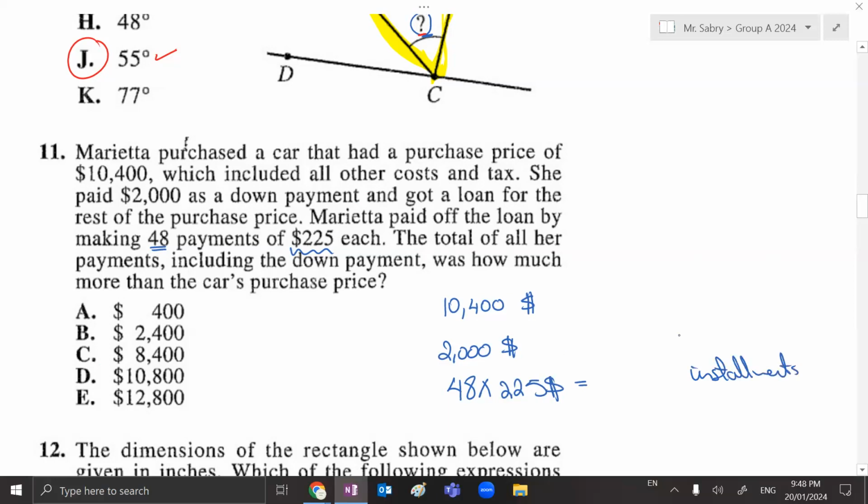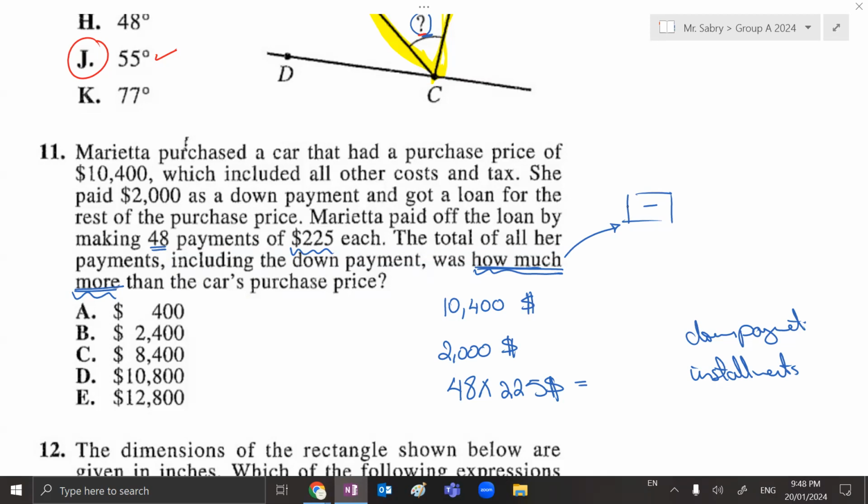And over here, I already know 2,000 is what we call a down payment. The total of all her payments, including the down payment, was how much more? Whenever I see the question of how much more is this than that, I understand right away that I will subtract two things from each other. How much more, how much less, how much bigger, how much smaller, all of these mean I will subtract two things.